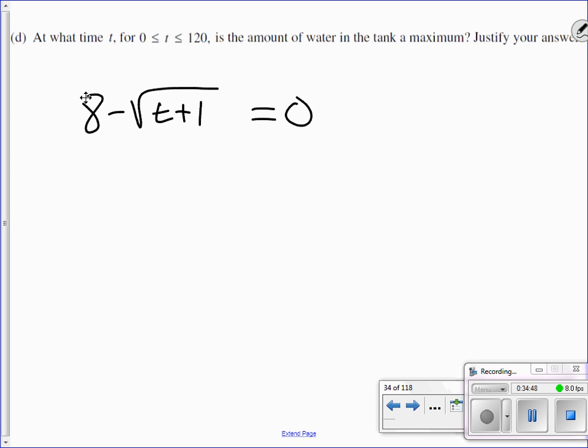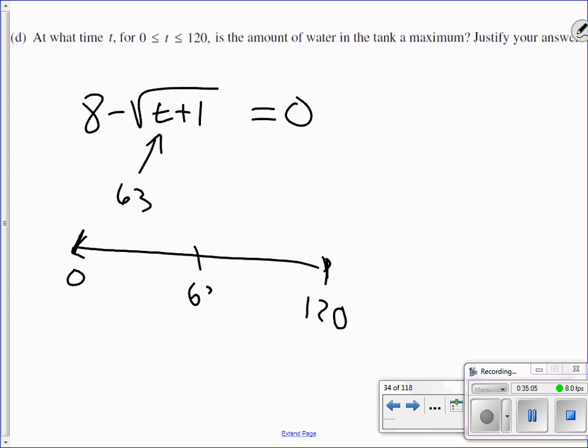Can you eyeball that and figure that out? That would have to be 63. We'd have to make a little sign chart and compare it to the ends. Oh no, 0. 0, 120. Yeah, this would be fun. Well, because you want what's in the radical to be 64, so you get 0. Because 8 minus the square root of some number equals 0, that means the number has to be t plus 1. I mean, t plus 1 has to be 64. The square root of 64 would be 8.